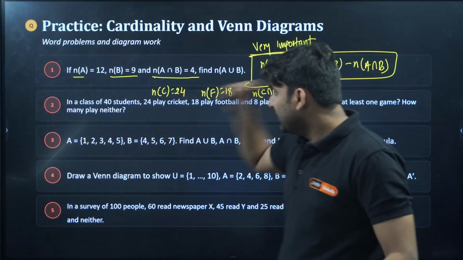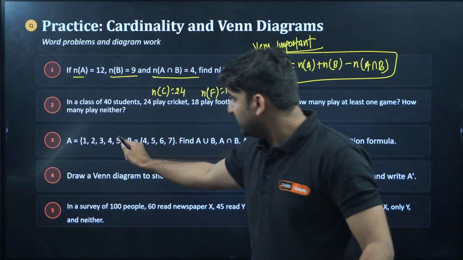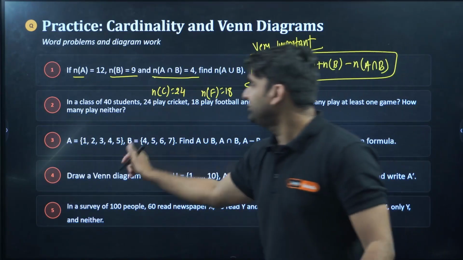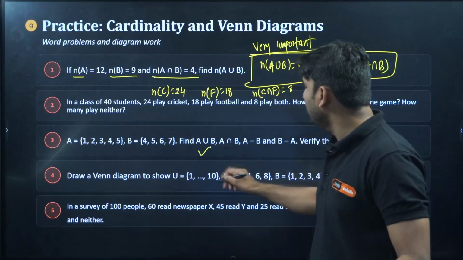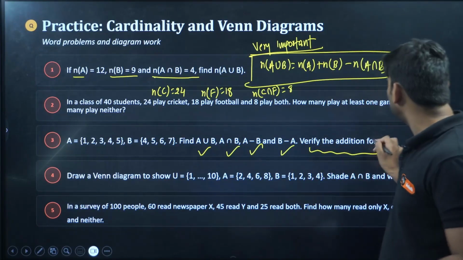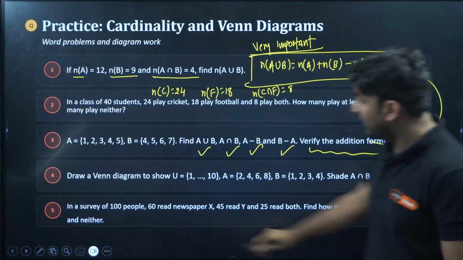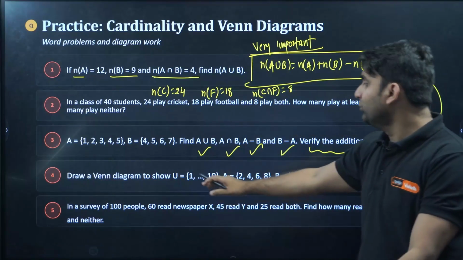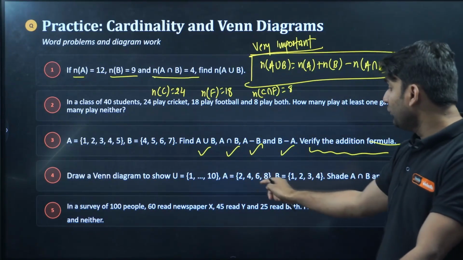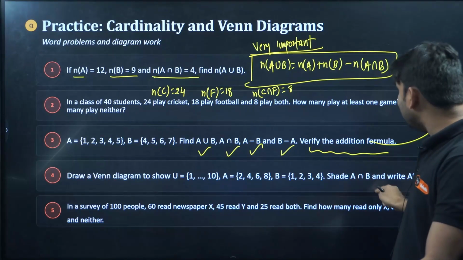A, we have how many elements? 1, 2, 3, 4, 5 elements. B, 4 elements. Find A union B. Two sets are given to you. You have to find A union B, A intersection B, A minus B, B minus A, and verify the addition rule. Addition rule means this rule. You have to verify. Draw a Venn diagram to show U is equal to 1, 2, 3 till 10, A is 2, 4, 6, 8, and B this. Shade A intersection B.